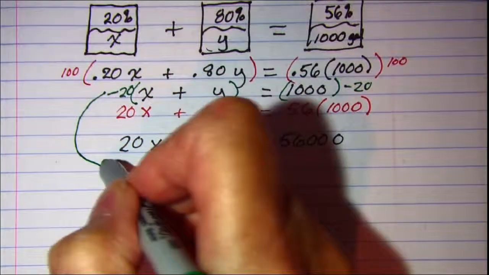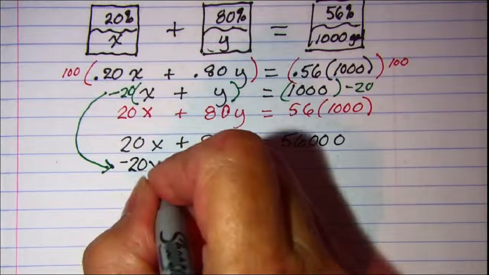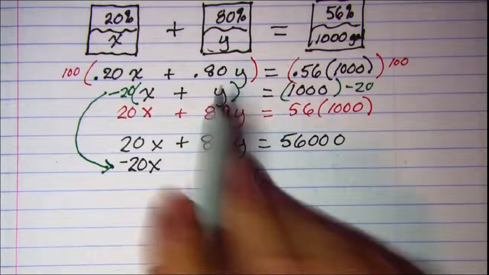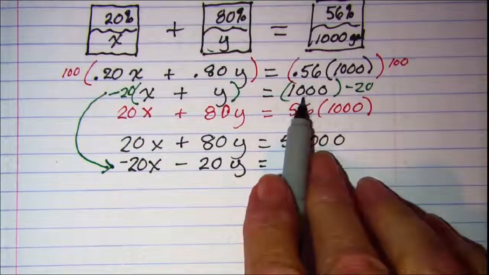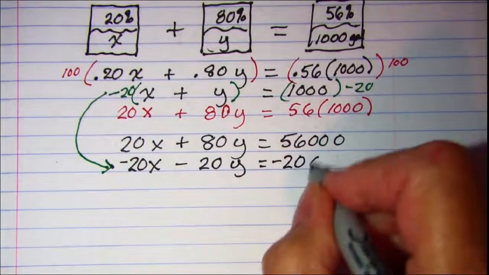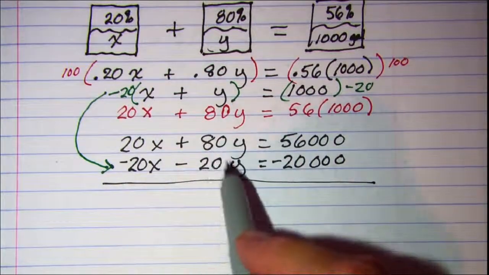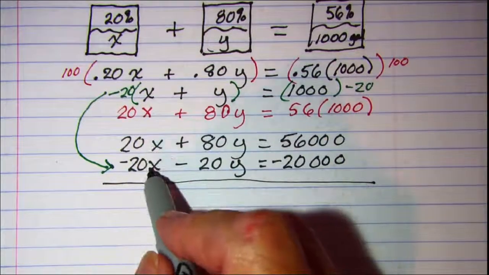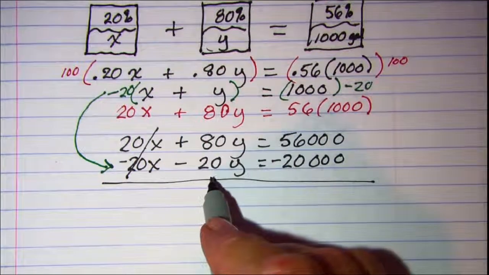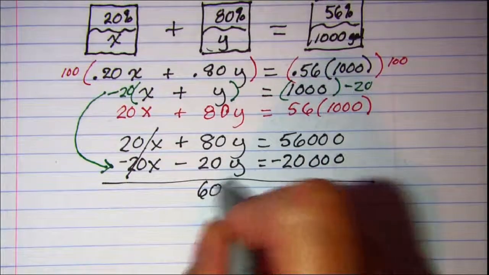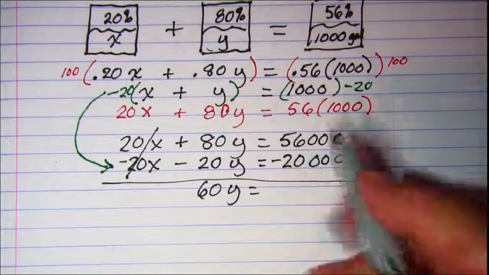And rewrite that here. So negative 20 times x is negative 20x. A negative 20 times y is a negative 20y. And a negative 20 times 1,000 is a negative 20,000. So with elimination, I want to add these two equations together. Positive 20x and a negative 20x cancel. And then 80y and negative 20y is 60y. And 56,000 minus 20,000 is 36,000.